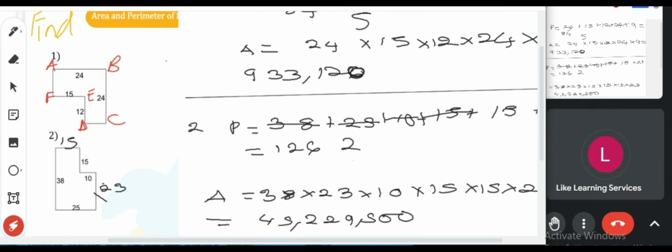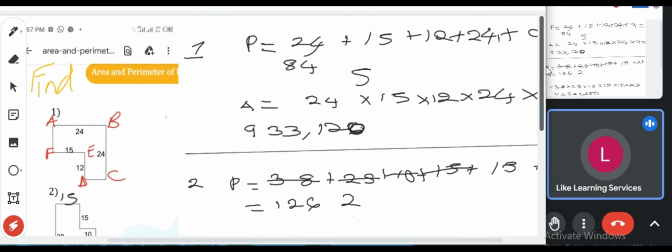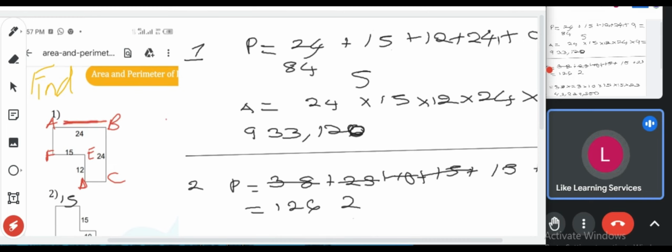Yes, sir. So if you start from A, you have to walk all around from A to B, B to C, C to D, D to E, E to F, F back to A. That means all the sides that you don't have their values, you should first of all get their values. What's the length of A to B? 24. Okay, it's given 24. What's the length of B to C? 24.